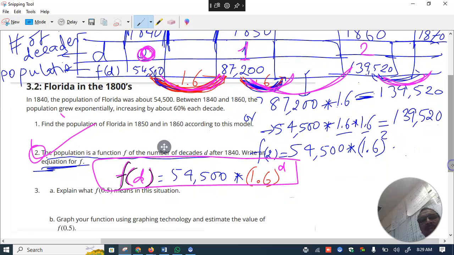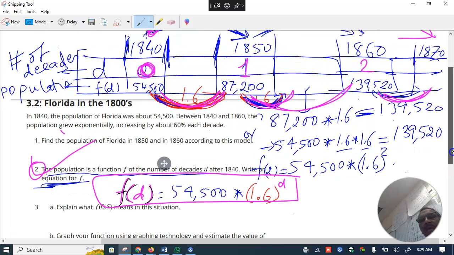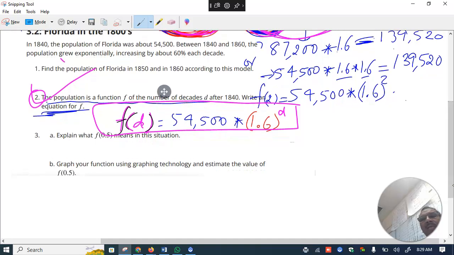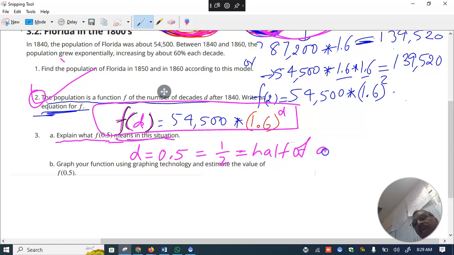But what does this mean? Let's now move on to the next question: explain what f of 0.5 means in this situation. Anybody would like to share? In this case, d is 0.5. What does 0.5 mean? Half, right? It also means half of a decade. Half a decade is also half.